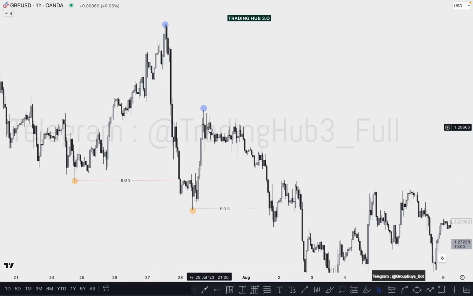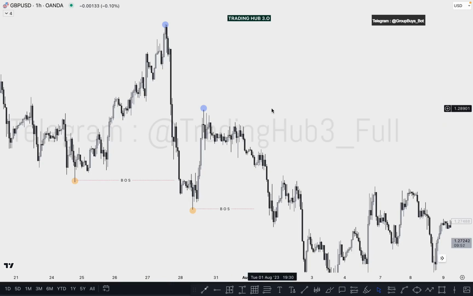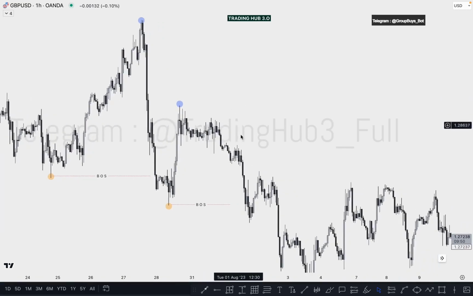So right now this structure looks like this. Again, what happened here? Look at this one. Market pushed downside and closed below it. So when market closes below it, this becomes our valid break of structure. If it does not close and just takes out the liquidity, this is not a break. This is just a liquidity grab, or you can say an external liquidity grab, right?